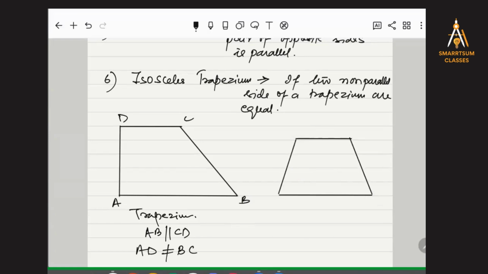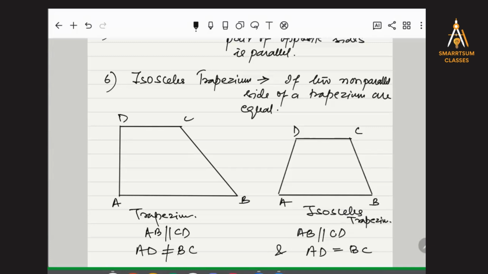right? ABCD, where AB is parallel to CD and AD, the non-parallel sides, AD and BC are equal in length. Then such a figure, such a trapezium is called isosceles trapezium. Everybody getting this? What is the difference between trapezium and isosceles trapezium? Yes or no? Please tell me.